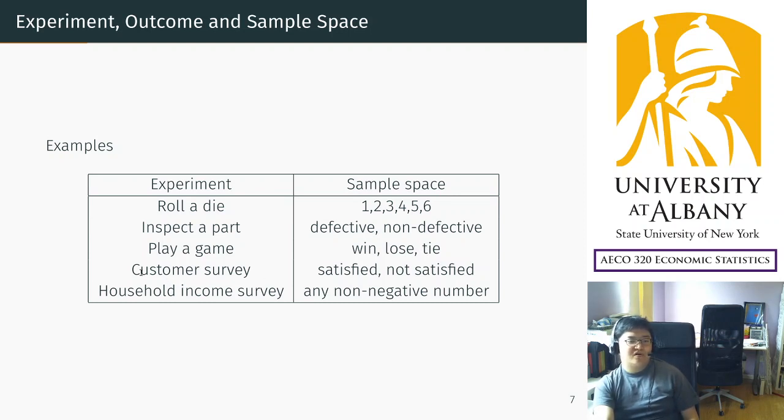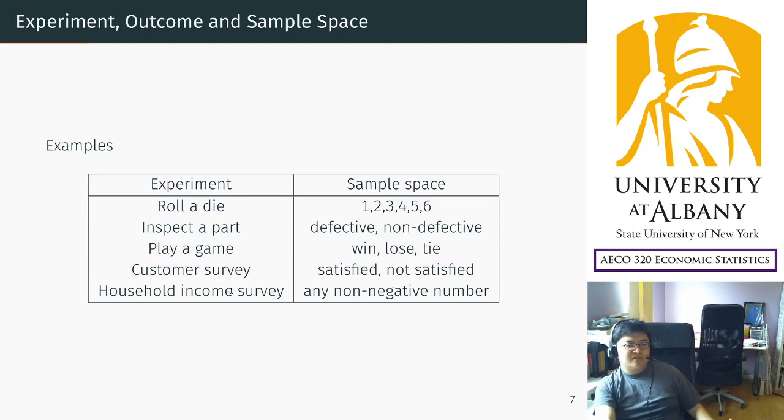And when you play a game like baseball, basketball, football, whatever, the possible outcomes are win, lose, or tie. And if you do a customer survey, then the outcome will be whether the customer is satisfied or not. Or the outcome may be more detailed, like how satisfied on a scale of 10 or 5. So the customer can choose any number between 0 to 10 or 0 to 5. Then the sample space could be larger.